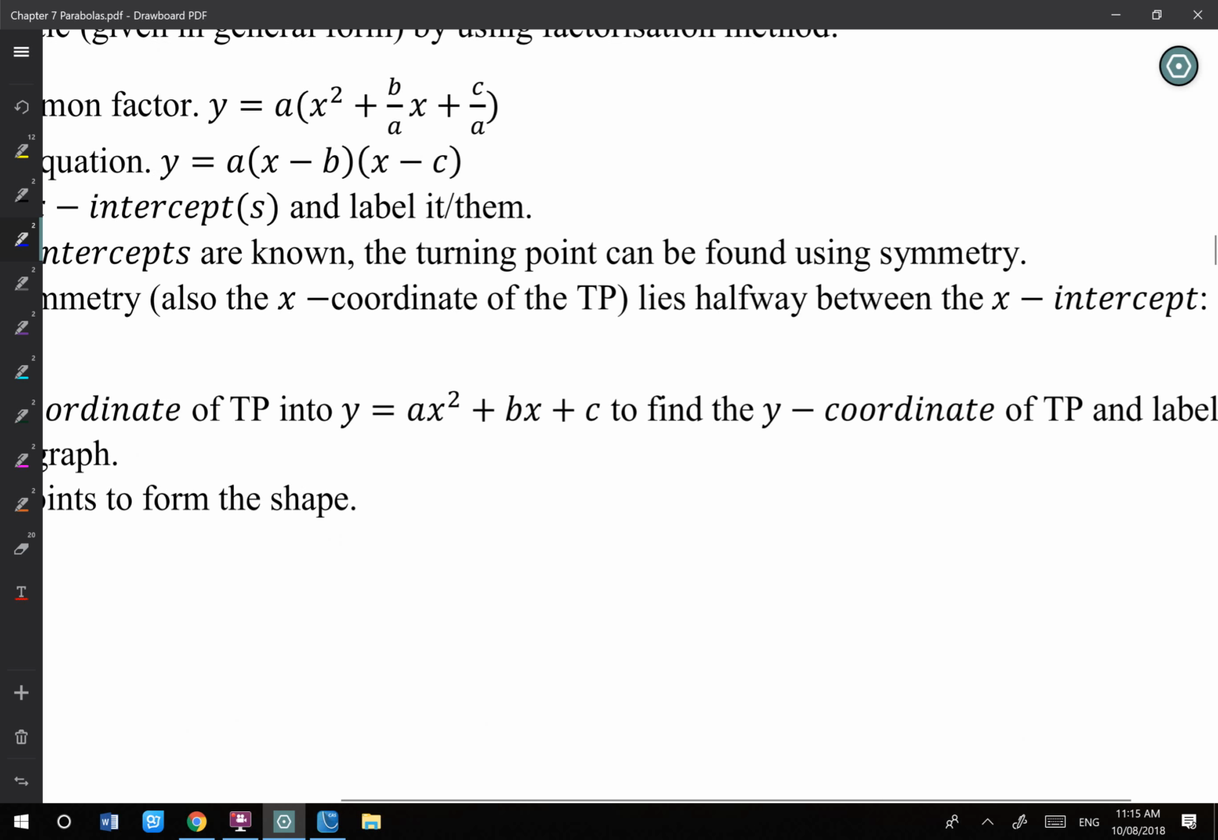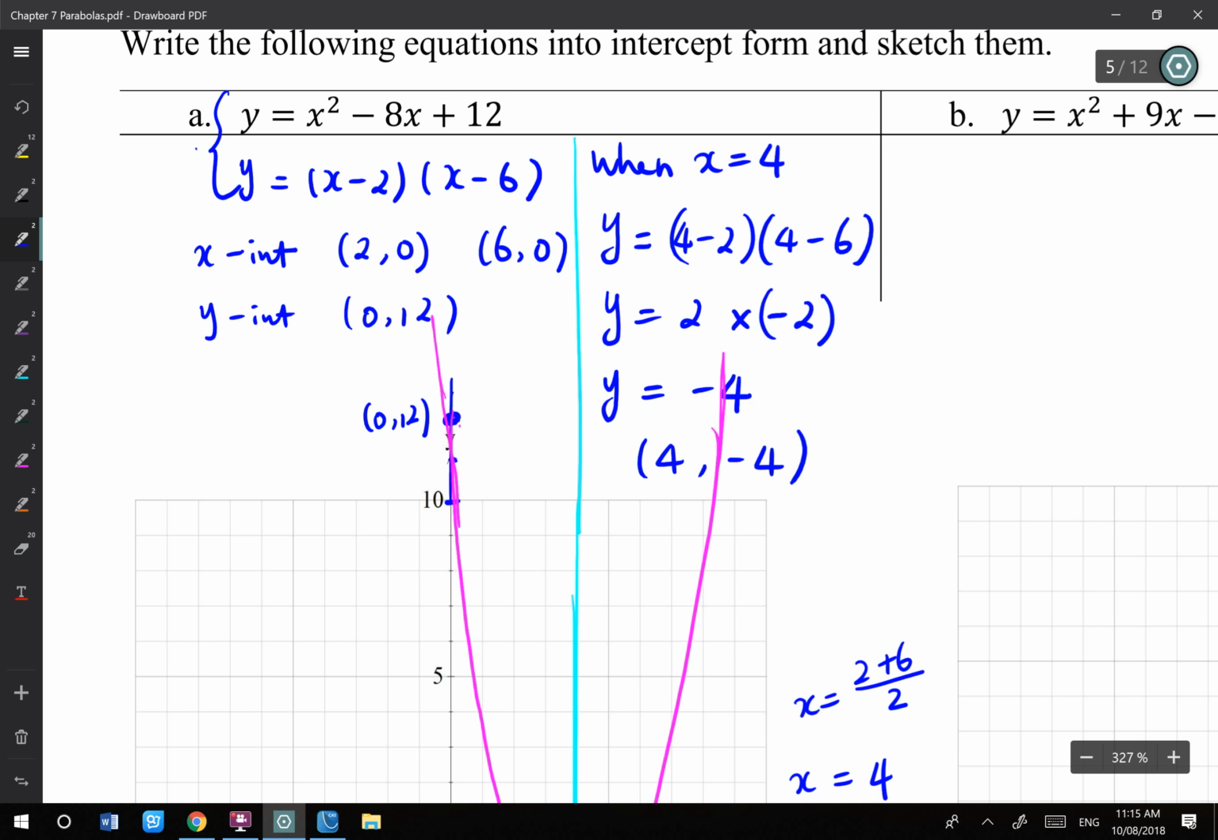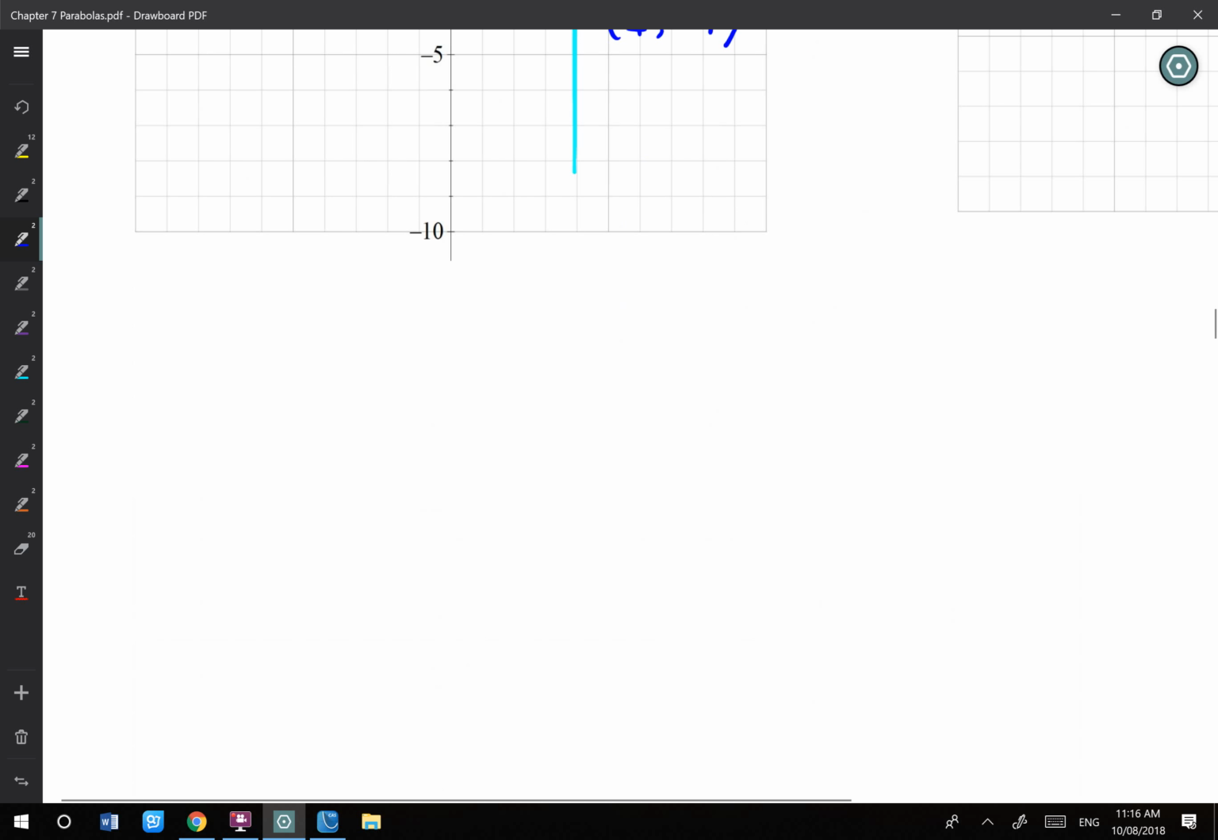Unless you can really see, okay, this one can easily be factorized. Okay, 12, I want to make it 8. I can easily do that. So then I factorize. Otherwise, I will recommend the completing square method.